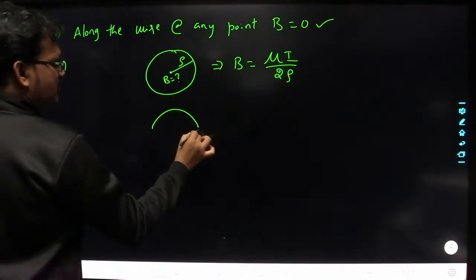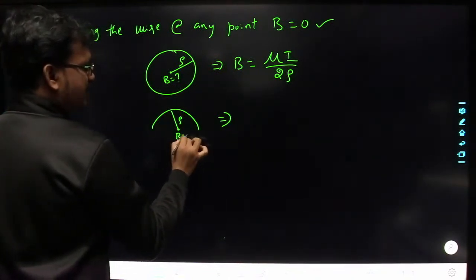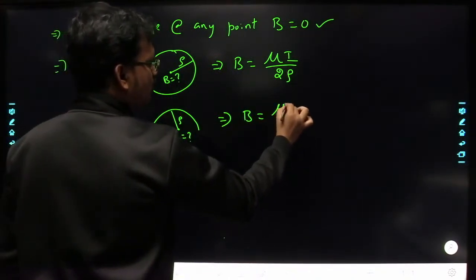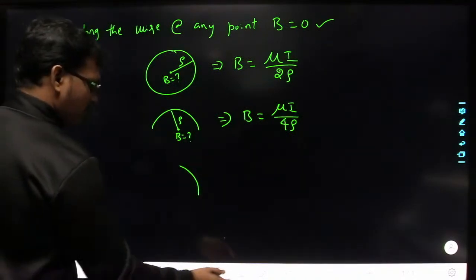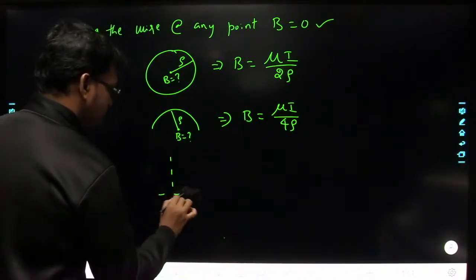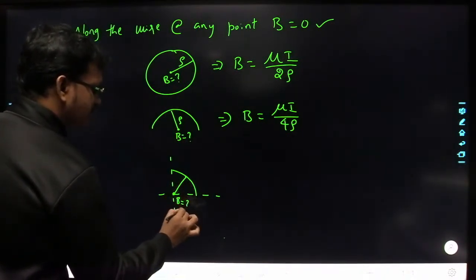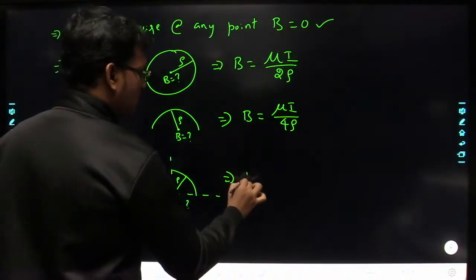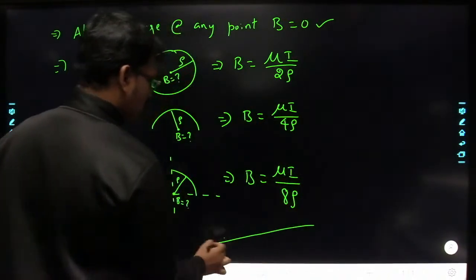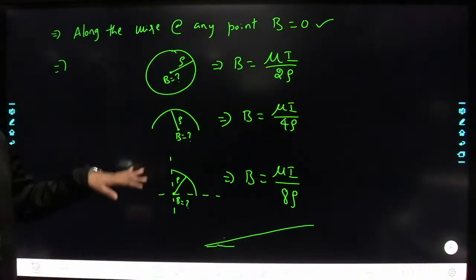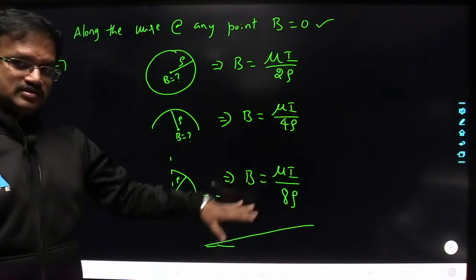Next, if you consider a semicircle of radius rho, then B field at the center is equal to mu I by 4 rho. Next, if you consider only a quarter part of the circle, let us say this radius is rho, what are you going to get? B is equal to mu I by half of this one. So that is 8 rho. So these are the things we have studied here. This is the summary of all our previous lectures.